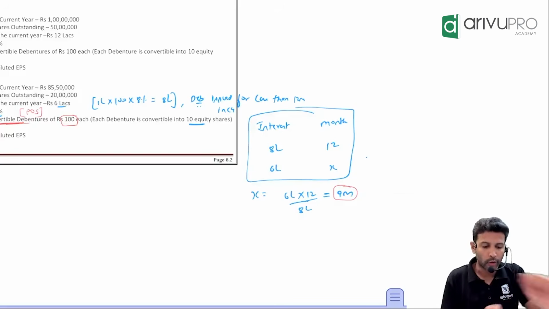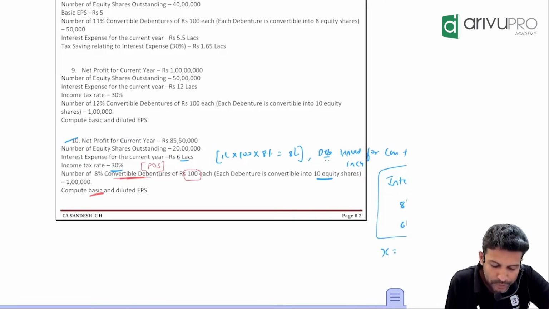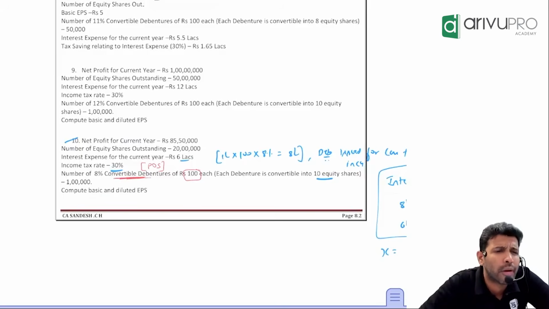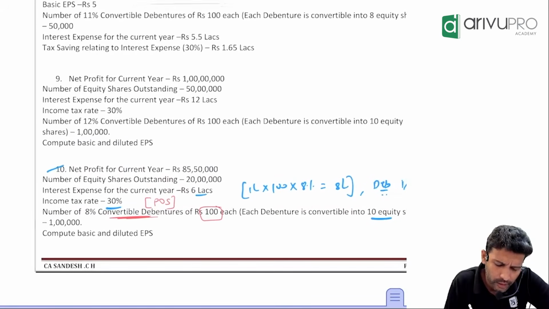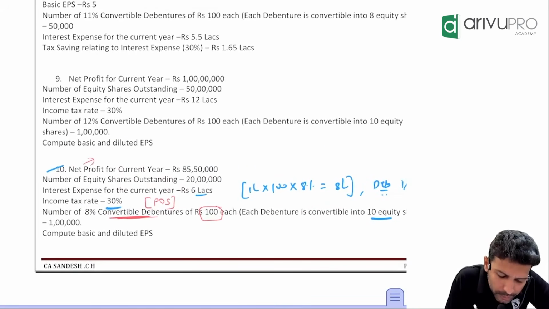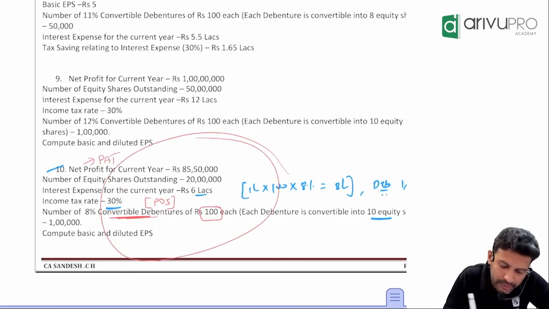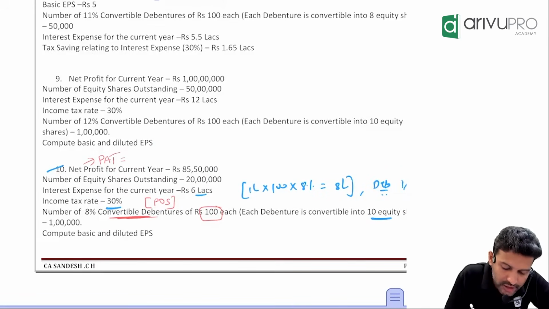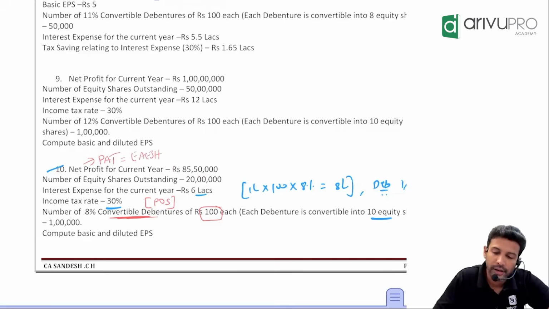Good. Okay. Move forward. Compute BEPS, DEPS. BEPS is very straightforward because all the data is given. Sir, net profit means what? Net profit always means PAT. Is there any preference dividend here? If there is no preference dividend, PAT and EASH will be same. How much is EASH? 85 lakh 50,000.